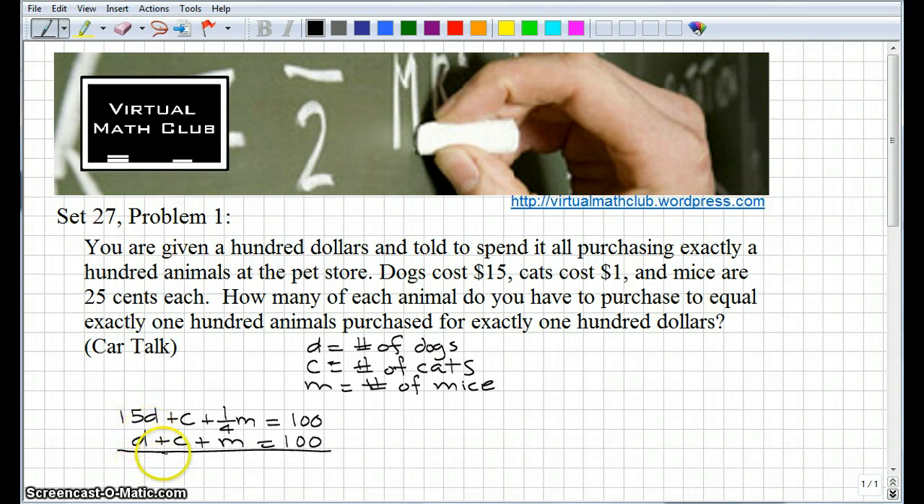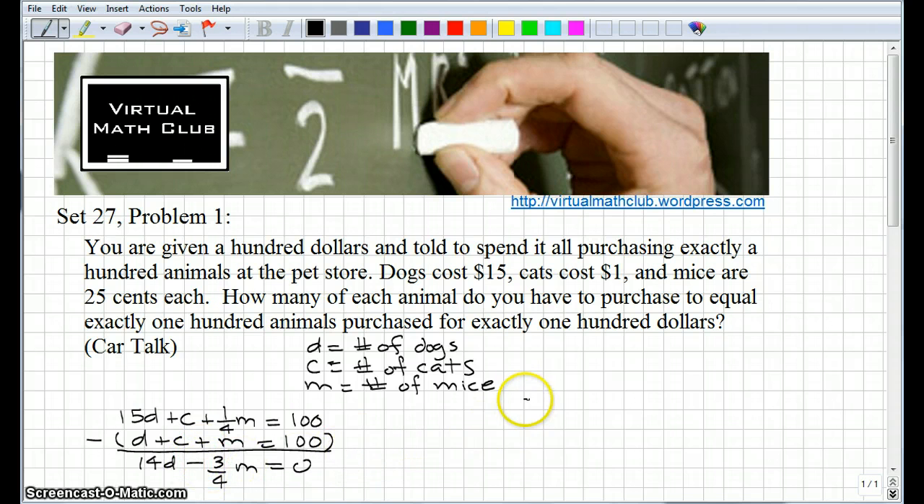So if we subtract D from 15D, we get 14D, and of course C minus C, so I'm basically taking this whole equation and subtracting it, okay? C minus C is 0, and 1/4 minus 1 is a negative 3/4 M. And then of course 100 minus 100 is just 0. Okay, so now we have one equation and 2 unknowns. But let's work with what we've got here.